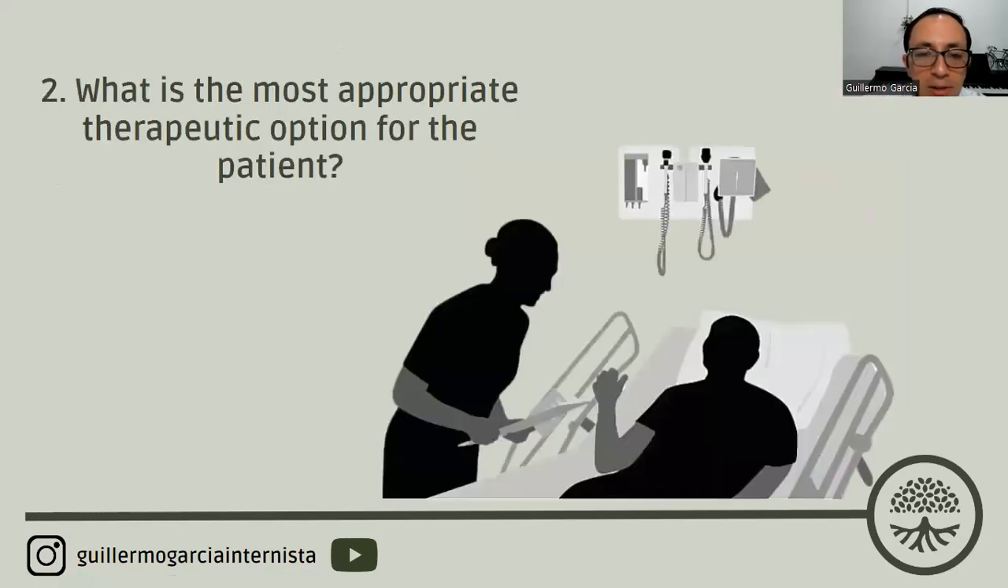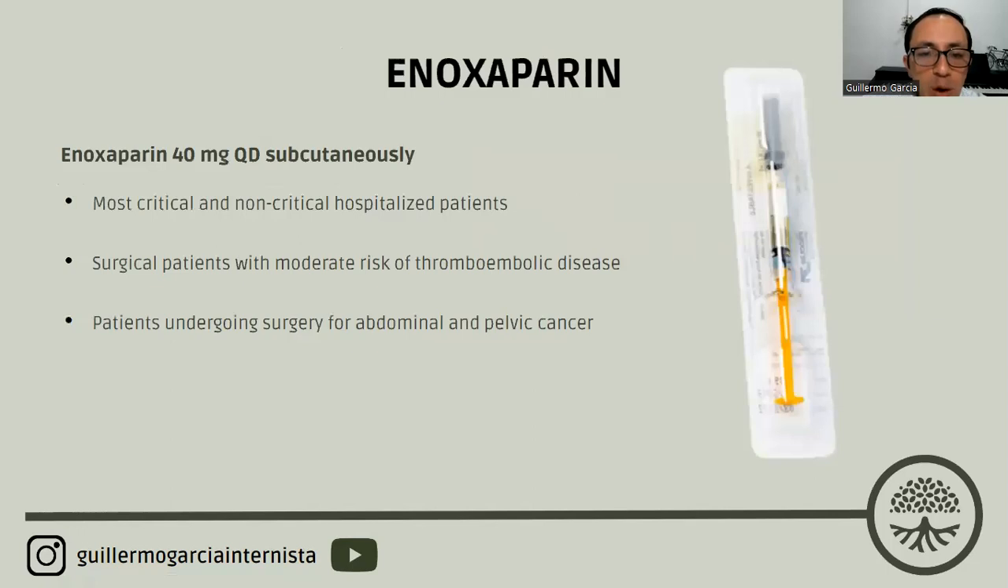If there are no contraindications, we could answer the question, what is the most appropriate therapeutic option for the patient? Among the most widely used medication is enoxaparin with a dose of 40 milligrams subcutaneously every 24 hours. In most critical and non-critical hospitalized patients, in surgical patients with moderate risk of thromboembolic disease, and in patients undergoing surgery for abdominal and pelvic cancer.